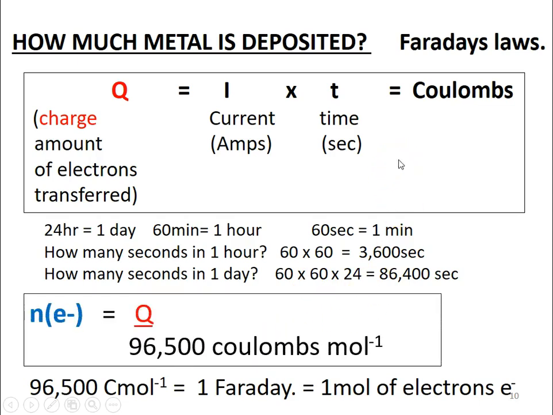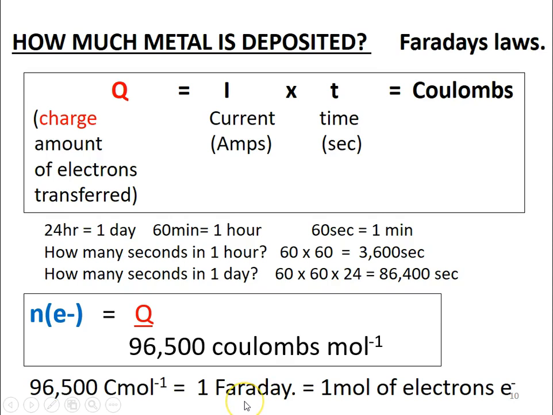So once you've got Q, the amount of charge, in coulombs, it doesn't really tell you how many electrons. It's just a whole new unit. So you need to know how coulombs relate to the amount of electrons. So 96,500 coulombs is the number of coulombs you would need to have 1 mole of electrons. So if you had 96,500, you would have 1 whole mole of electrons delivered. This is Faraday's number, 96,500 coulombs.